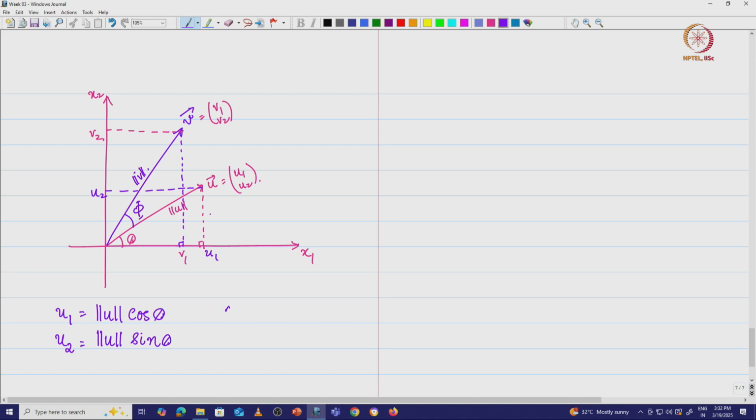Now I can also find out what is v1 and what is v2. v1 is nothing but the magnitude of v times cos of theta plus phi. So this entire angle is going to be theta plus phi. Theta is the angle made by the u vector along the reference axis x1, and phi is the angle between u and v. Therefore v subtends an angle of theta plus phi with respect to the reference axis x1. And v2 is going to be the magnitude of v times sin of theta plus phi.